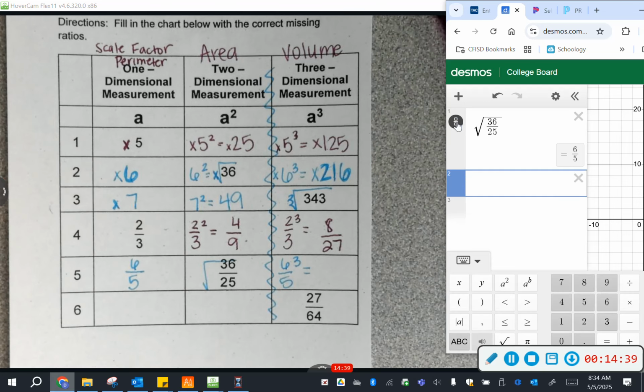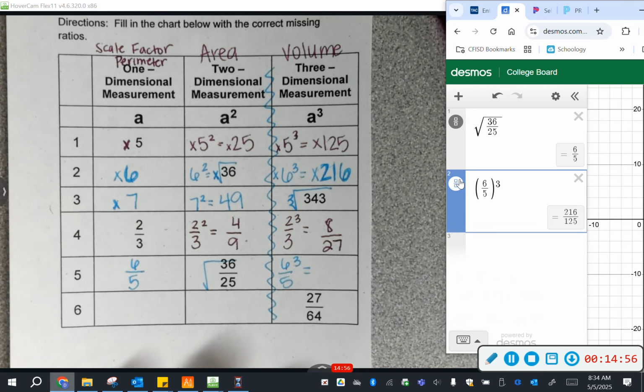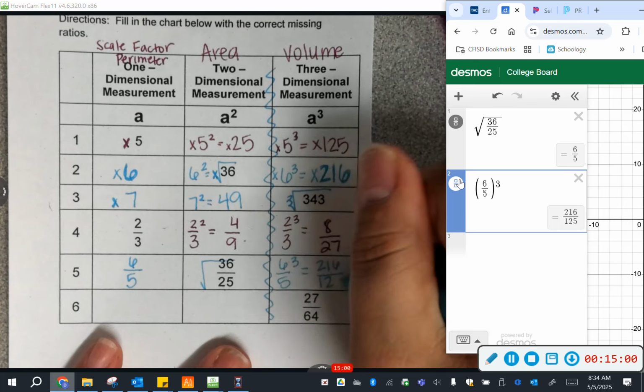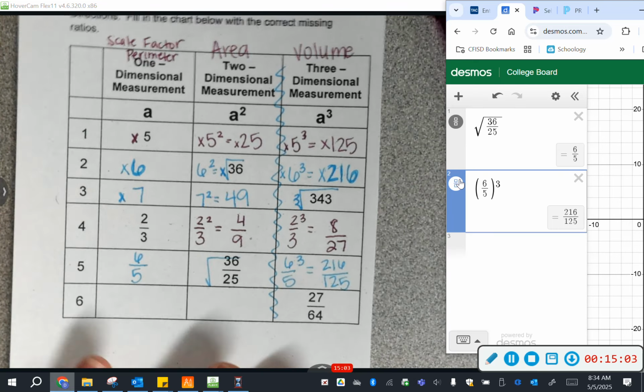So now in my calculator, I'm going to do 6/5 raised to the third. By the way, again, right next to the squared is that a to the b. That's the one that I did. And, oh, I don't like that. I want 216 over 125. Please write that down.